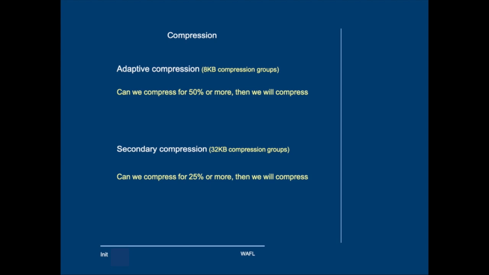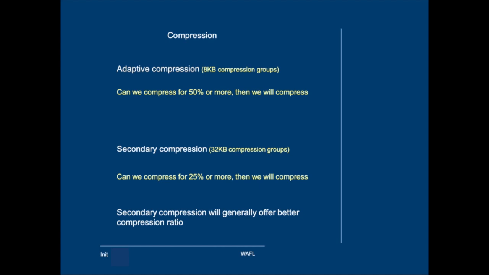So if a secondary compression cannot compress 32K blocks by 25% or more, then compression will not take place. The rule of thumb is that if your main goal is maximum compression, then it is advised to use secondary compression. Inline adaptive compression works nicely in cooperation with compaction, as we will see later, but doesn't give you the best compression ratio.